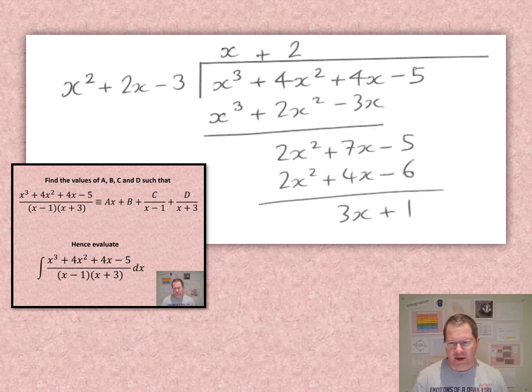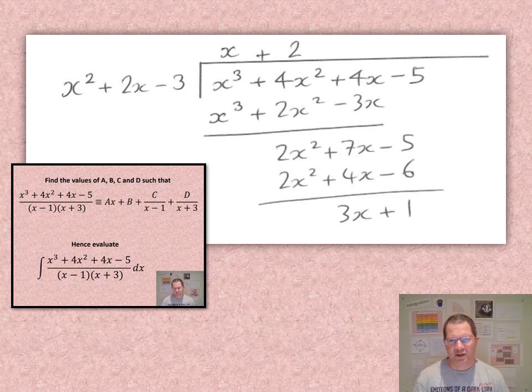So firstly, I'm going to work out a and b by dividing x minus 1 times x plus 3 into x cubed plus 4x squared plus 4x minus 5 using long division. X minus 1 times x plus 3 is the same as x squared plus 2x minus 3. X squared goes into x cubed x times. Then we times the quadratic by x. We get x cubed plus 2x squared minus 3x.